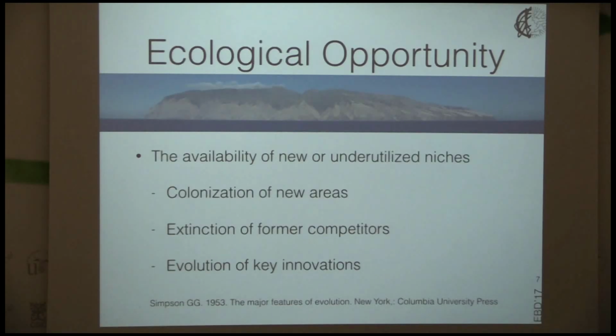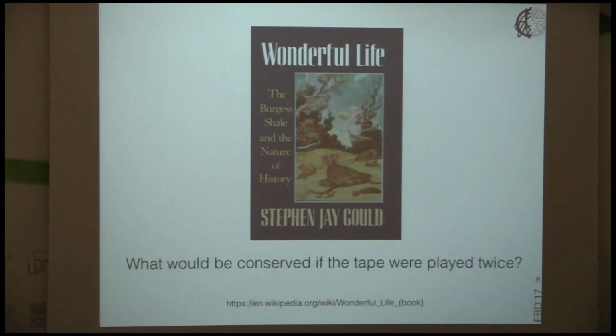New opportunities may also have to do with the fact that a particular component of the ecosystem is removed for whatever reason, some kind of environmental disaster. A new space opens, and then there's a new opportunity for those who are left there. And the last one is the evolution of key innovations, the evolution of new characters that allow you to exploit a new resource. So those would be the main opportunities for adaptive radiation to happen.